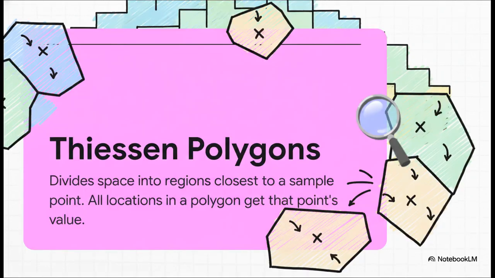Then there's an even simpler method, Thiessen polygons. This one is, well, it's ruthless. It just carves up the whole map into little territories. For every single one of our original data points, it draws a boundary around it and says, everything inside this little kingdom belongs to me. And every single location inside that polygon just gets the exact same value as the point in the middle. No averaging, no nothing. It's the ultimate winner-take-all approach, which gives you a very blocky-looking map.